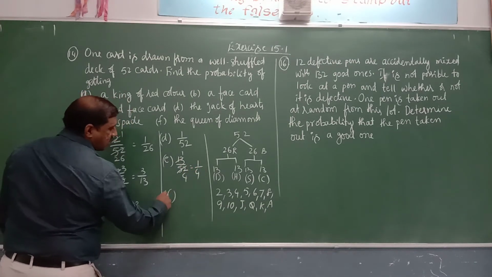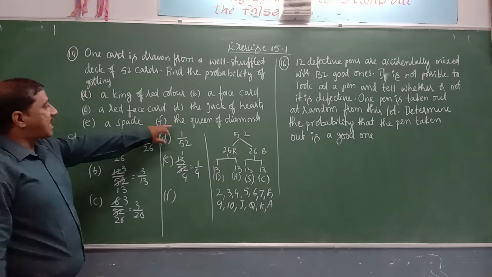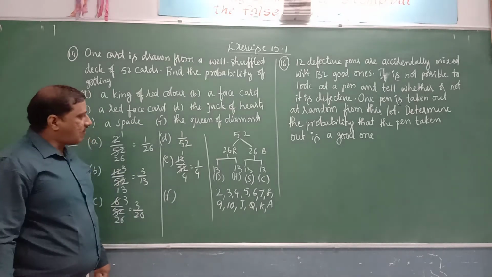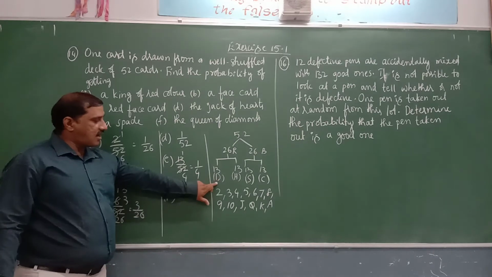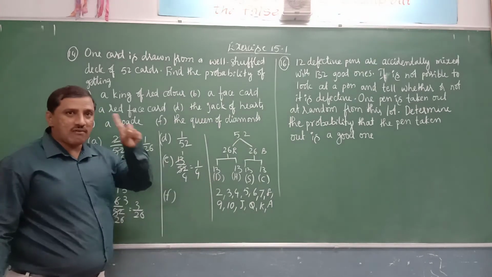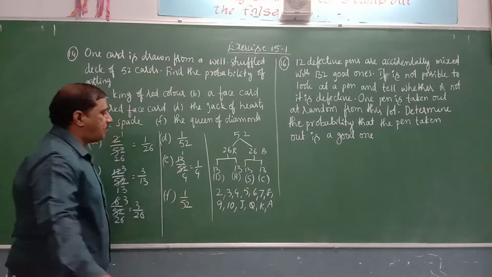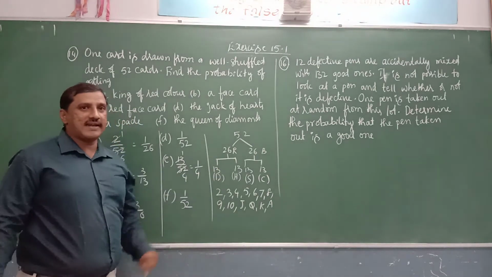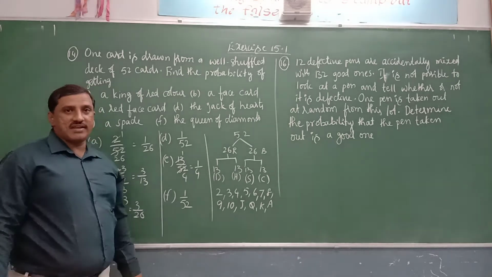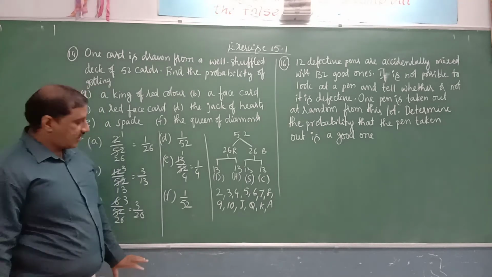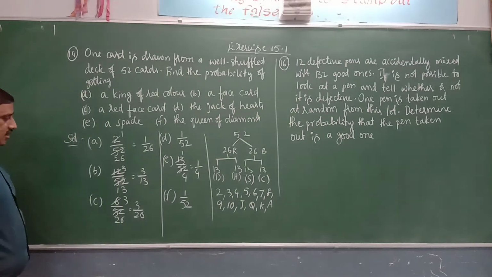Then F. It is the queen of diamonds. How many queens are there in the diamonds? Only 1 queen. Therefore it is 1 by 52. So be thorough with this: cards, their colors and their names, which are face cards and which are not face cards. Is it clear, children? Right?